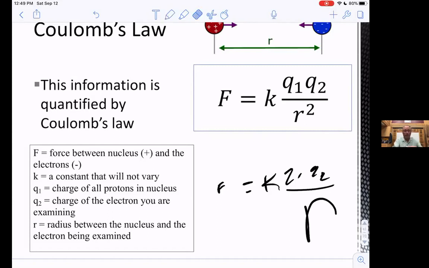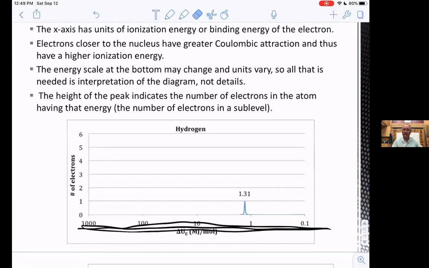Even though there are more protons in the nucleus, because it's so far away, it's really not going to have a very tight hold on it. And so it wouldn't take as much energy to have that electron be released by the atom.